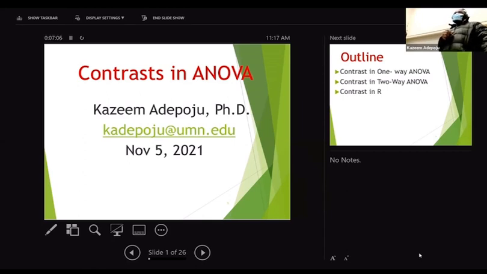Now, from there, we moved to what we call the two-way analysis of variance situation, whereby the sources of variation are more than one. Because in one-way analysis of variance, the source of variation is one, which is the categorical factor. But in a situation where you have more than one categorical factor, the variation is now more than one, and that is why we call that two-way analysis of variance.